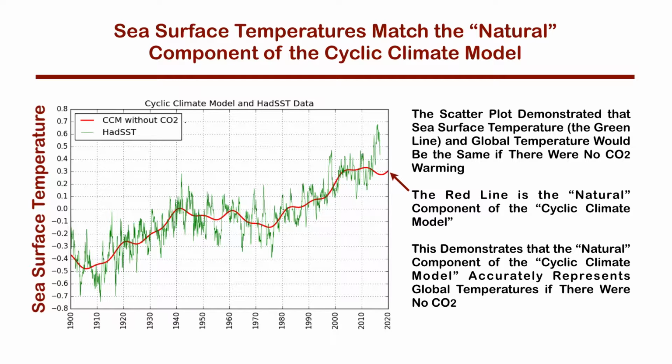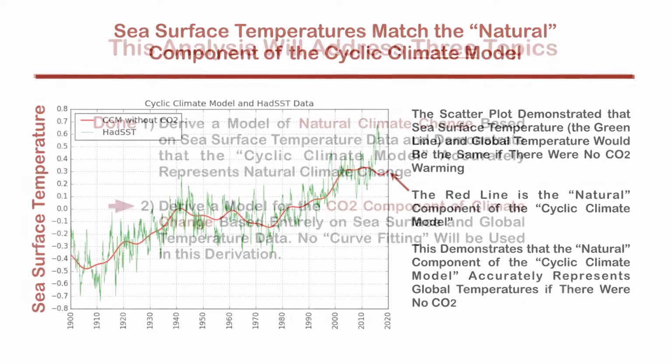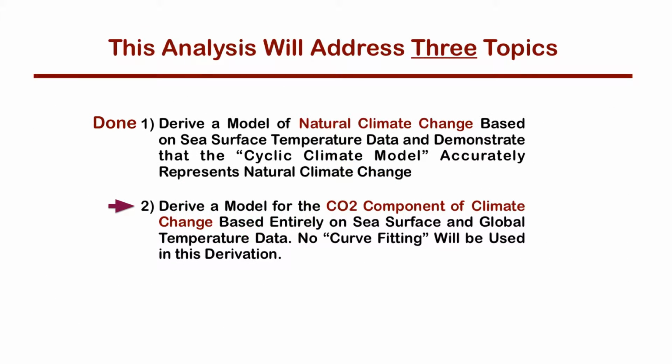And as you can see, the red line matches very accurately the measured sea surface temperature data, except for the large spike around 2016, which was due to El Nino, and I'm going to talk about that in much more detail later in this presentation. So the fact that these two curves, the measured data and the analytic model, match one another demonstrates that the natural component of the cyclic climate model accurately represents global temperatures if there were no CO2. Okay, so we have derived then a model of natural climate change based on sea surface temperature data.